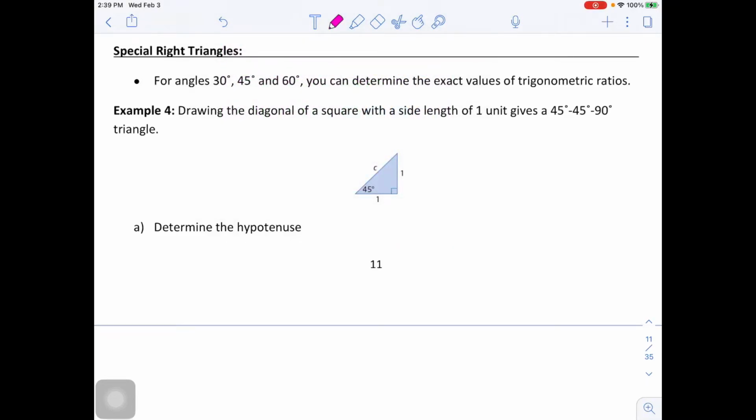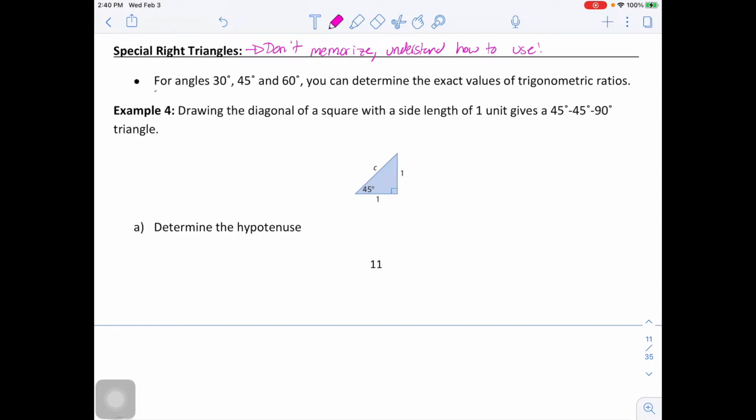Alrighty, so we are now talking about these special triangles. You have two special triangles that you'll have to acquaint yourself with. And remember, you don't have to memorize these. Don't memorize, but understand how to use them. These special triangles are listed on your data sheet, or your formula sheet. And again, I'm never going to ask you to memorize them, but I will ask you to know how to use them. So for angles 30, 45, and 60, you can determine the exact values of trigonometric ratios, okay?